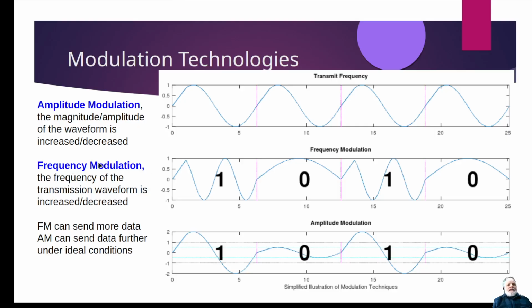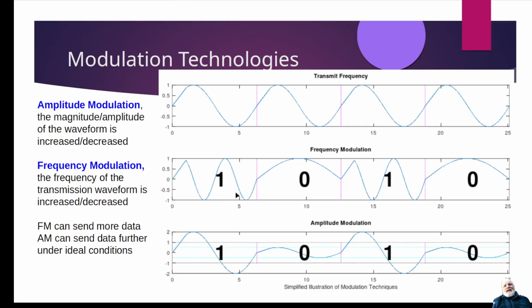There's also what they call frequency modulation. In frequency modulation, what you do is you change the angular frequency of the sine wave. You can see here in each block there's one full sine wave in the transmit. But when I do frequency modulation, when I want to send a 1, I double the frequency. And when I want to send a 0, I have the base frequency.